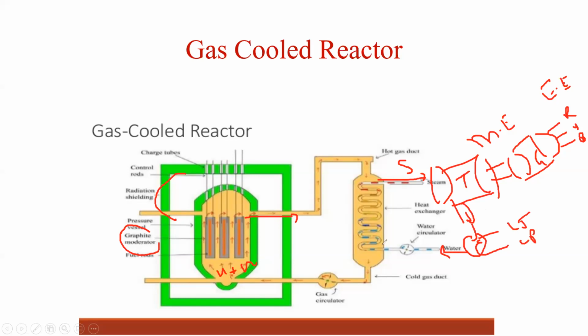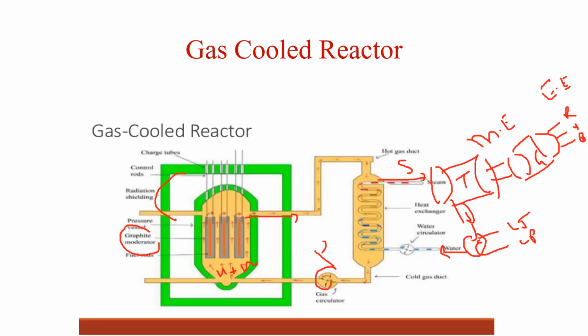Okay, again this heat exchanger maintains some temperature, and it passes through the gas circulator or pump. The pump injects it with high pressure into the reactor vessel. So this is the process, and this process is the same as the boiling water reactor and pressurized water reactor.